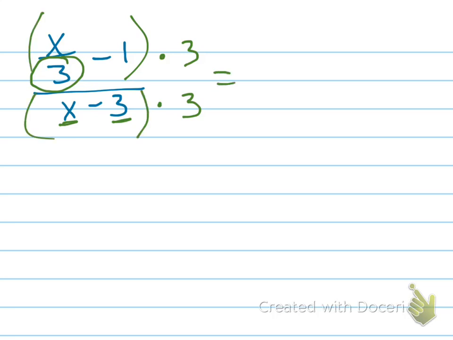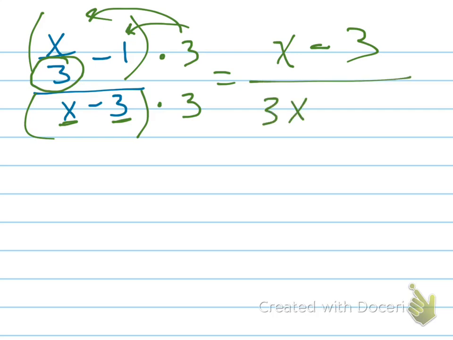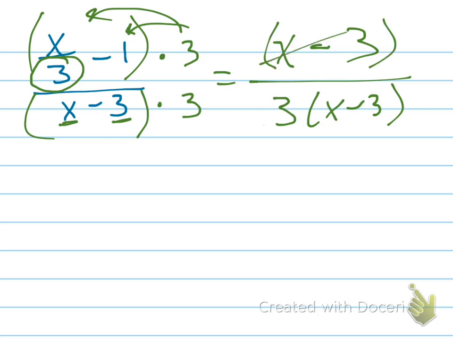I'm going to get, remember I have to distribute that in. On the top, the 3's are going to cancel on that first term. I'm going to get x minus 3 because I have to multiply that in. And on the bottom, I'm going to get 3x. Actually, you know what? Let's not even multiply it through on the bottom. Let's just leave it 3 times x minus 3, because you'll see what's going to happen now. These cancel, and my answer is just 1 over 3.